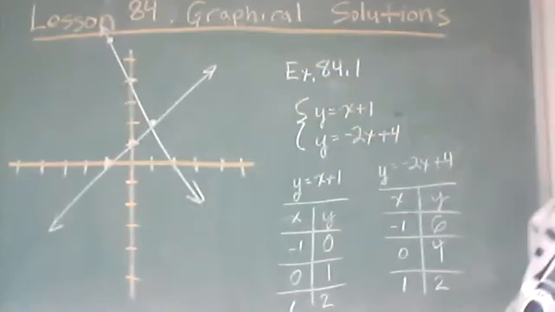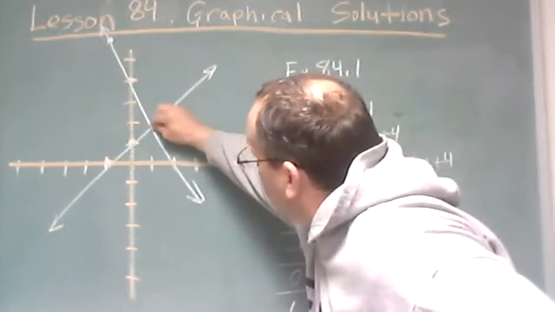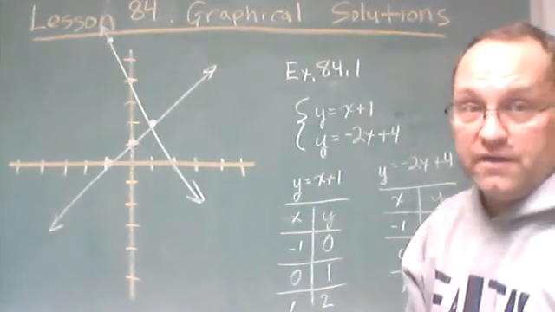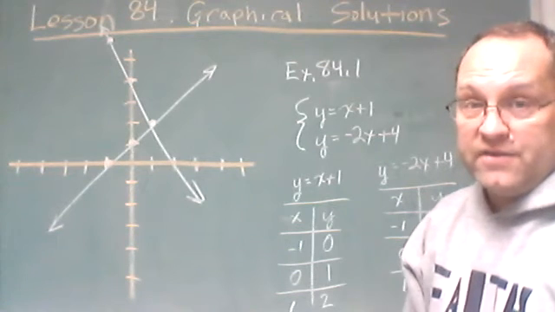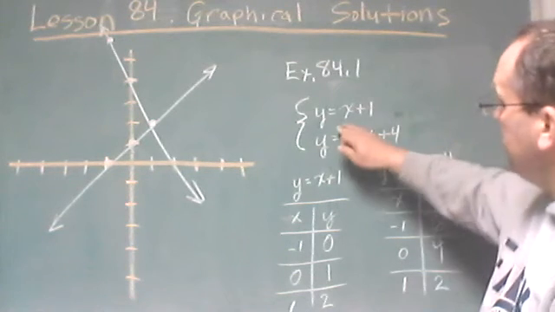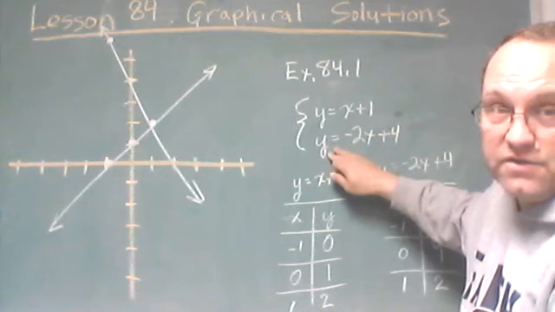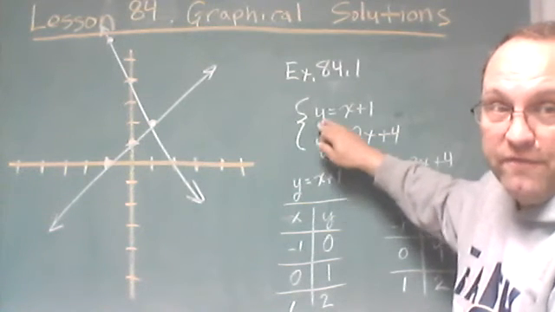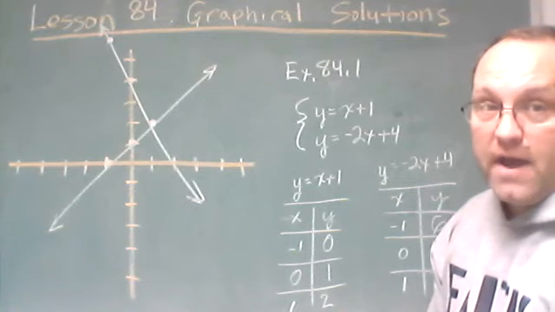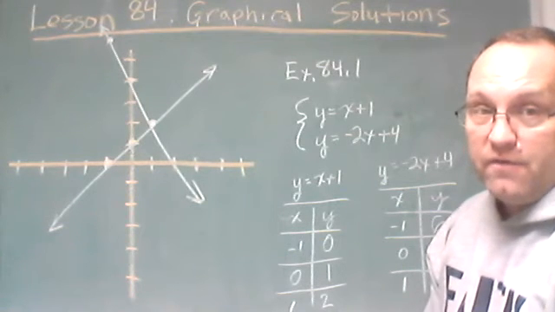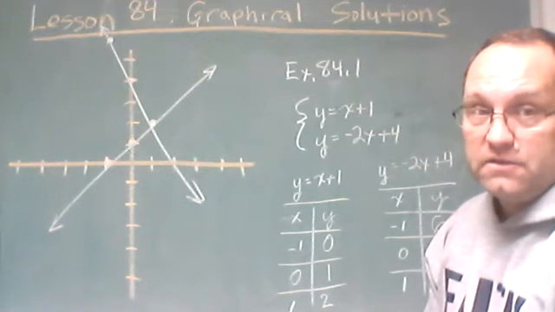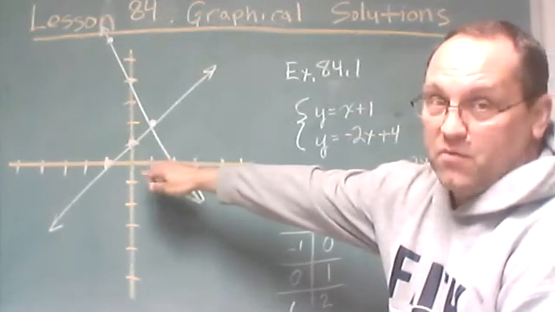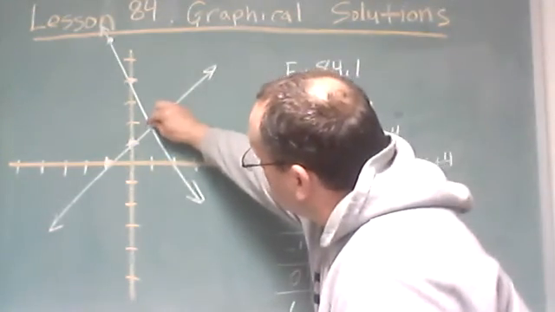Okay. And because they share that same point, what is the solution for the set? When we do substitution or elimination, the solution is where both equations are fulfilled, when x and y are the same for both equations. That is the solution to the set. Where are they the same for both of these lines? It's where the lines cross.